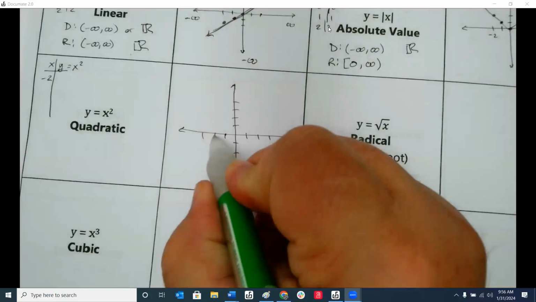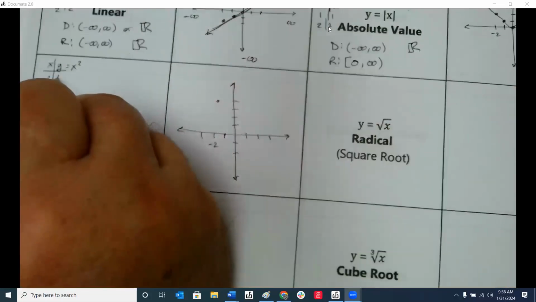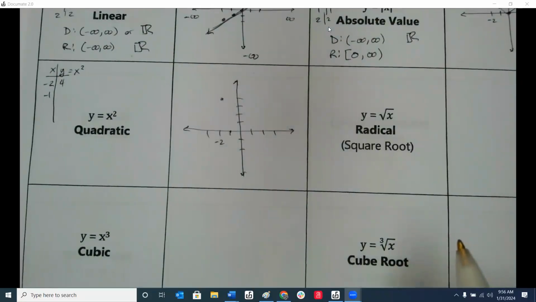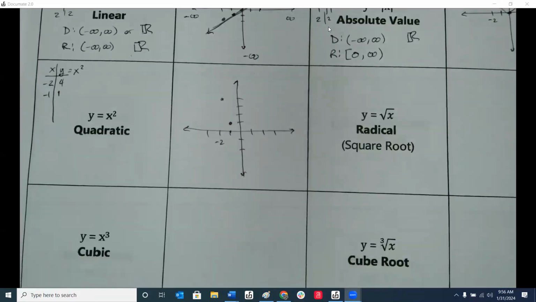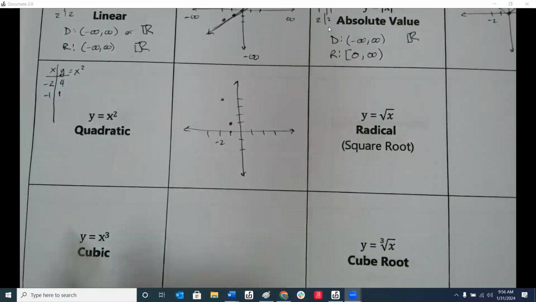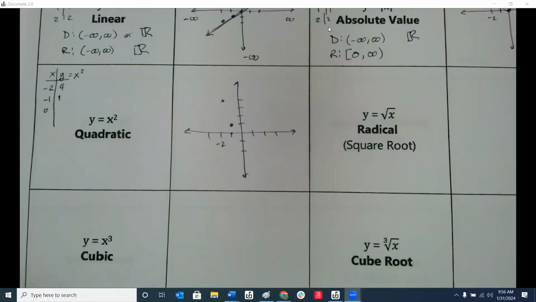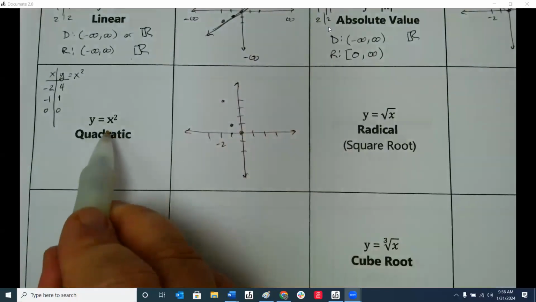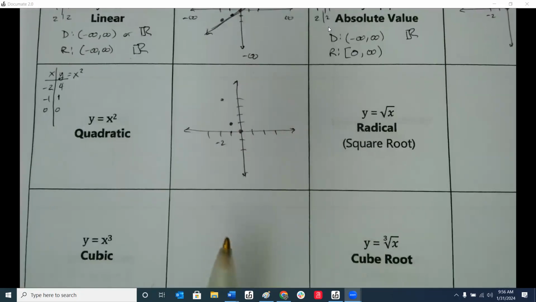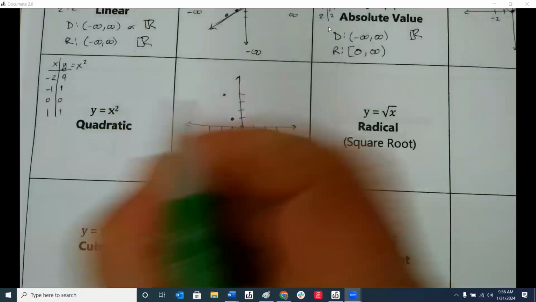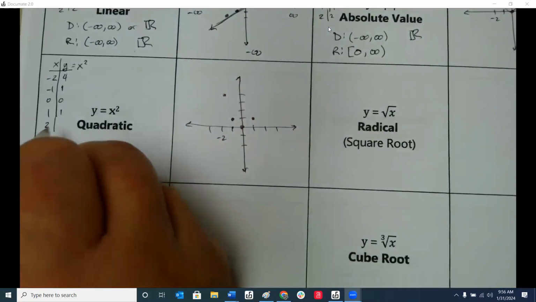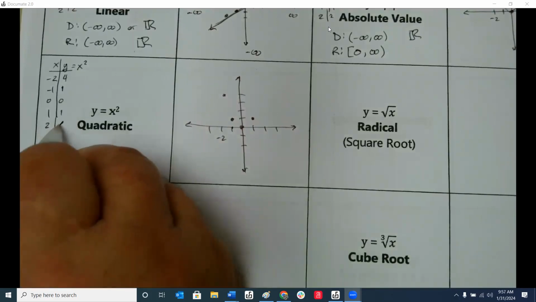When x is -2, y is 4. When x is -1, what's y? -1 squared? -1 times -1 is 1. How about 0? 0 squared is 0. Because remember, if you have an x value, you have to be able to cross or touch the x-axis. When x is 1, what's 1 squared? 1 times 1 is 1. When x is 2, 2 squared is 4.